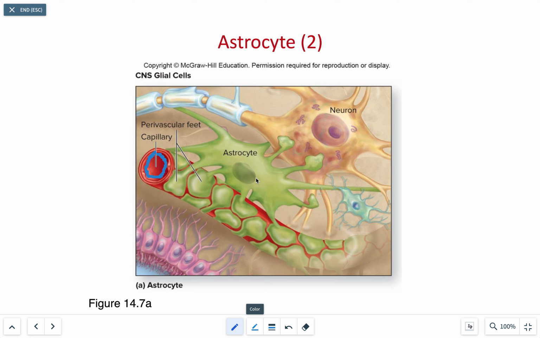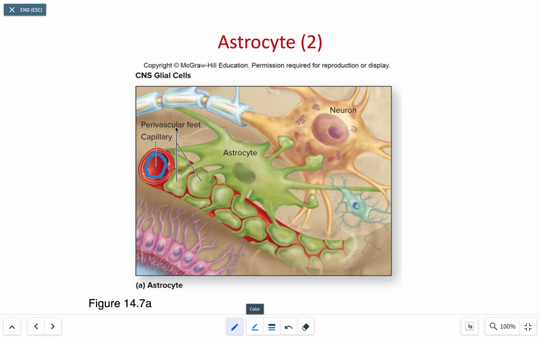Astrocytes also assist in neuron development. Astrocytes in the embryonic brain promote growth and interconnection of developing neurons, so they assist in the development of neuron-to-neuron connections. And as mentioned before, they control the interstitial environment, especially in the brain.